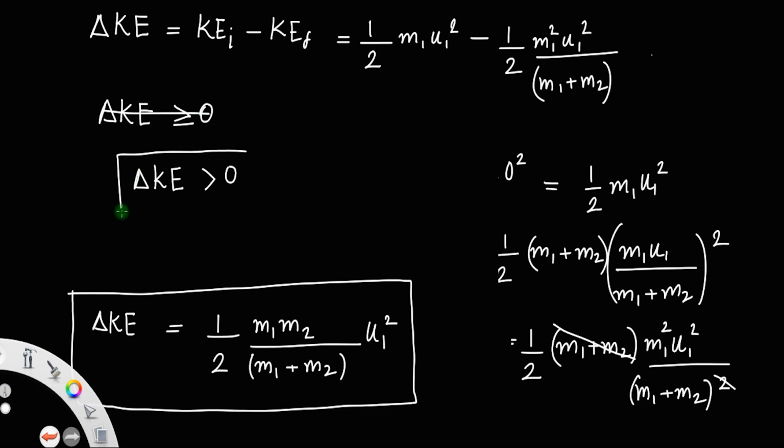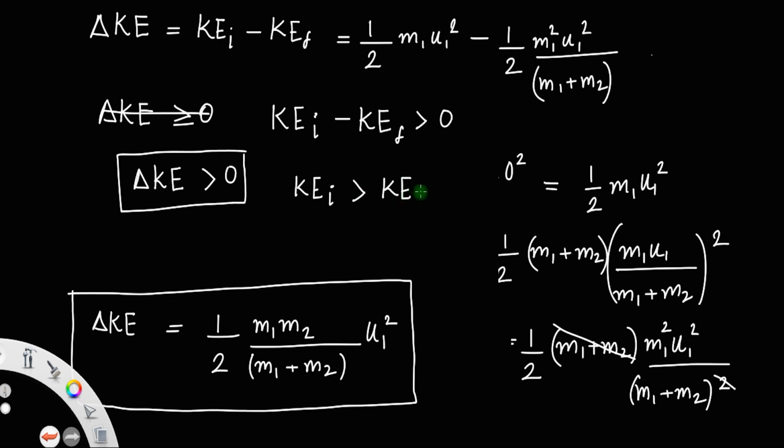And which means there is always a loss in energy. If you substitute here, KEI minus KEF greater than 0, which means KEI, the initial kinetic energy, is always greater than the final kinetic energy, which means there is a loss in kinetic energy. Clear?